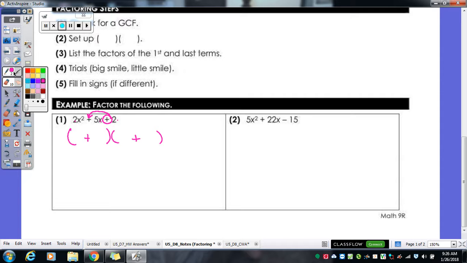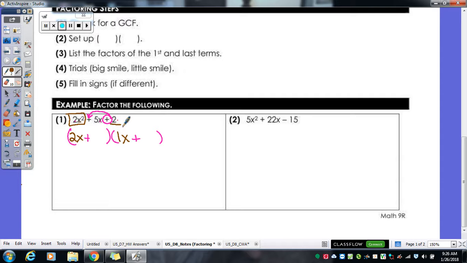So now let's look to our first term. What multiplies to give us 2x squared? Well, what multiplies to give us 2? 2 would be 2 times 1. I would put it there. And then what multiplies to give us x squared? X times x. So we would use 2x and 1x.